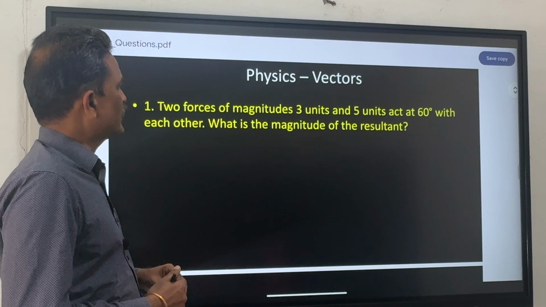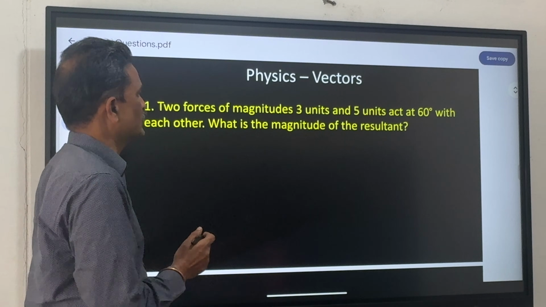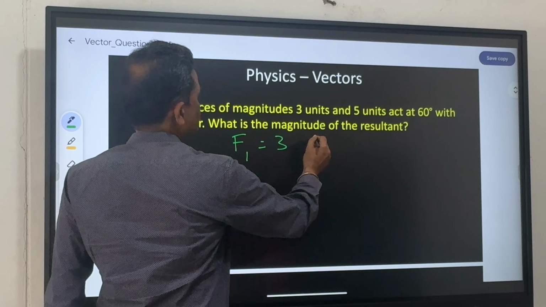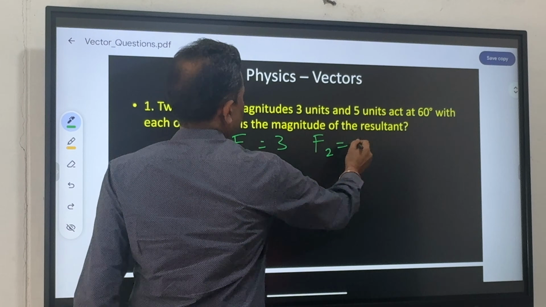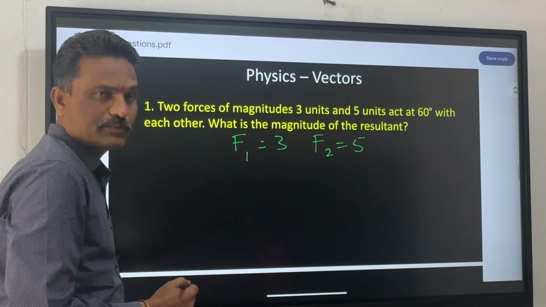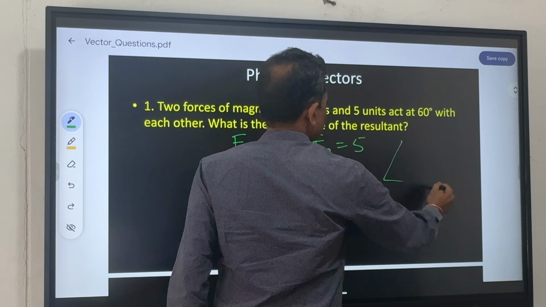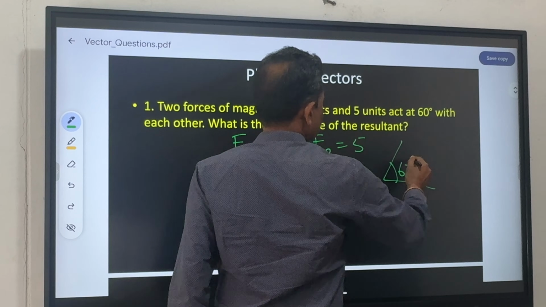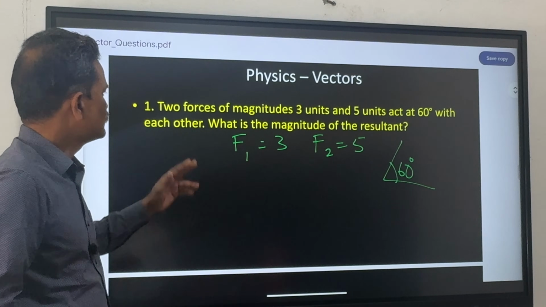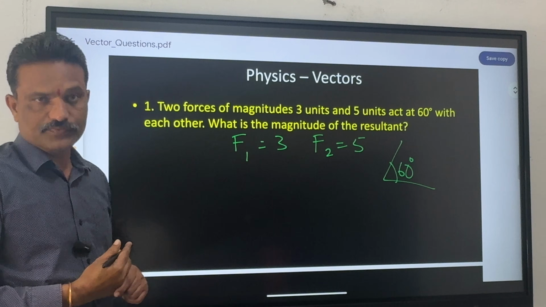Two forces of magnitudes 3 units and 5 units act at 60 degrees with each other. So, two forces, one is 3 units, the other one is 5 units. The angle between them is 60 degrees. What is the magnitude of the resultant force?